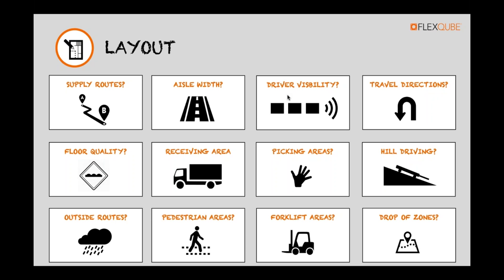Then we have the travel directions. We see in many plants now that they are using one-way routes, and that is very efficient from a space perspective, because you can utilize that space for manufacturing area or storage area. But it will require that you invest in equipment that enables you to unload carts or pallets to both left and right side. I think we will see more of this later in the presentation.